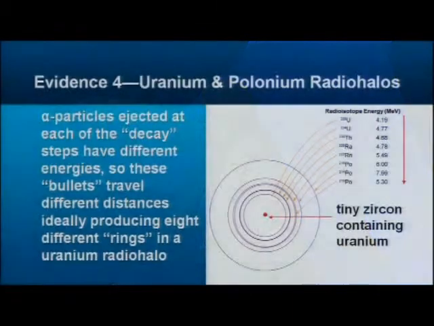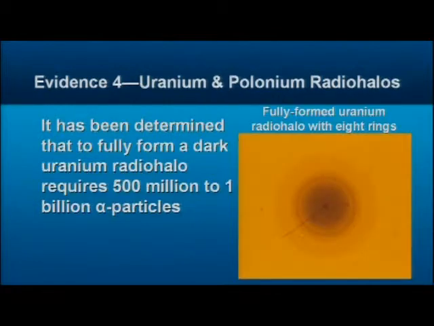And you can see in this diagram the list of parent atoms that shoot out the alpha particles from uranium all the way down to lead, and the different energies. And where the bullets stop, they produce the most damage, which produces a darkened ring. So a fully formed uranium radiohalo has 8 rings, as you can see in that photograph. And it has been determined that to form this discoloration at such an intensity that it can be observed under a microscope requires 500 million to 1 billion of these alpha particles.